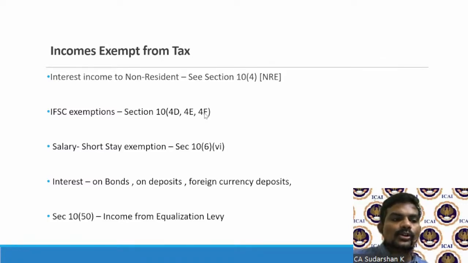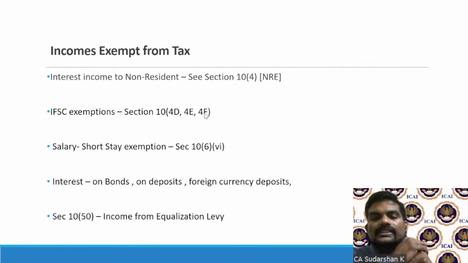And then finally, I would want to say there's another very interesting exemption which is relevant, Section 10 clause 50. What it says is, if a non-resident is levied tax under the equalization levy, we'll discuss equalization separately in the last session, if a non-resident is chargeable to equalization levy, then he is exempt from tax under the Income Tax Act. Now, what is equalization levy? Why is it relevant? We'll have a look at it later, but just keep it in mind, park it somewhere in your mind. We'll discuss this later.